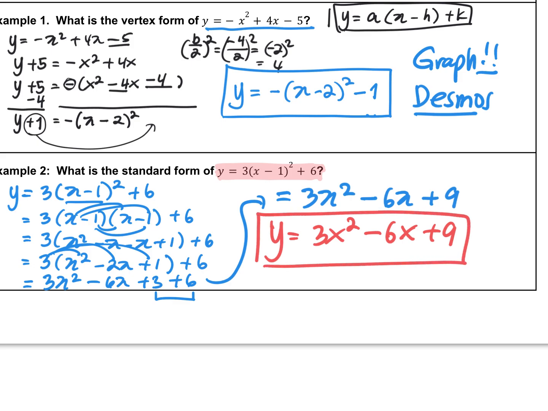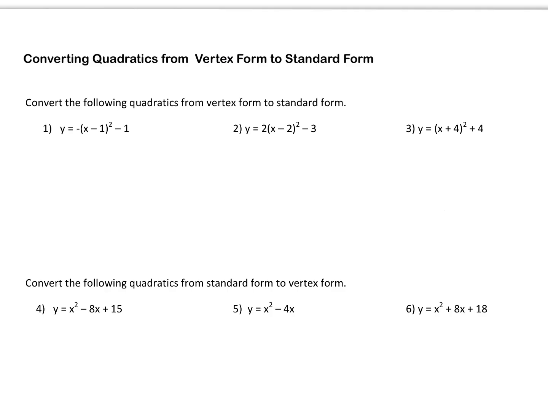Okay, so as I said earlier, use your Desmos graphing calculator to recheck if your vertex form and your standard form, which you have just converted, will have the same graph. So converting quadratics from vertex form to standard form, or it can also be from standard form to vertex form. So that's going to be our activity in this video.